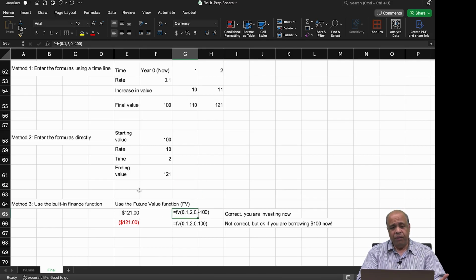So what am I doing right now? I'm going ahead and investing $100 in the bank, right? So that money is going away. So that's a minus 100. Okay. Are there any regular payments? No, because I'm only making this investment right now of $100. So payments are zero. For how many periods am I making that investment? 2 periods. So I'm going to input 2 here.